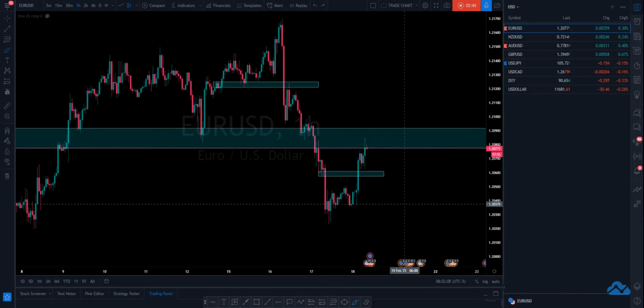So just keep that in mind. Look for the lower time frame market structure changes, and yeah, trade safe, guys.